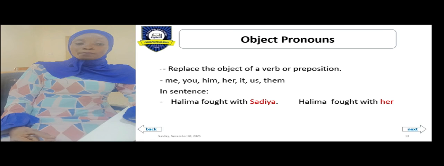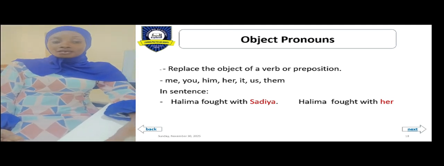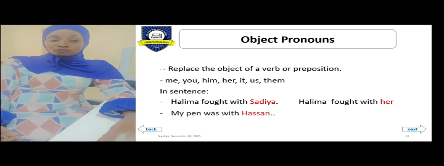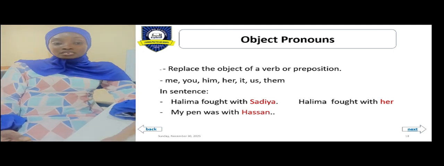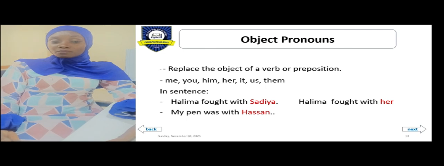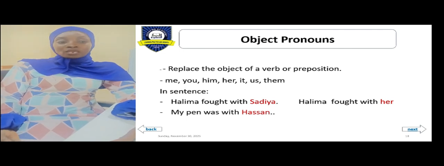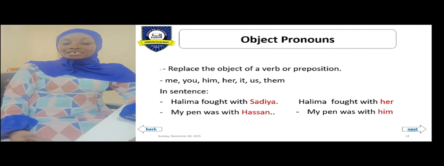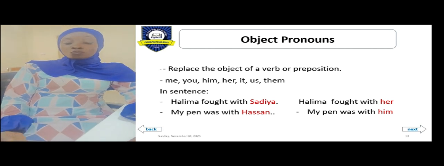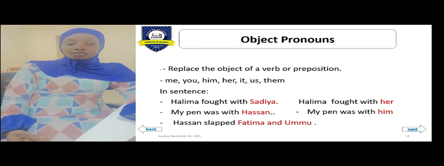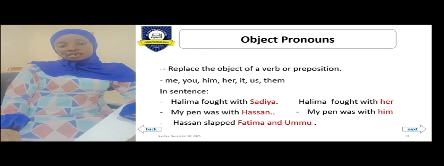The next sentence: my pen was with Hassan. Hassan is in red font, and you can see Hassan is the receiver of the action. It is replaced with him. My pen was with him. Halima slapped Fatima and Ummu. Fatima and Ummu are the object of the sentence, and we replace it with them. It becomes: Halima slapped them.